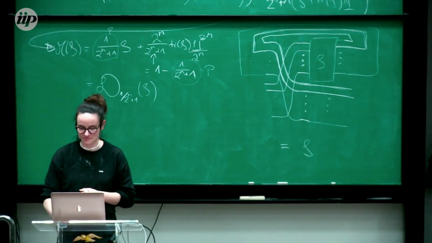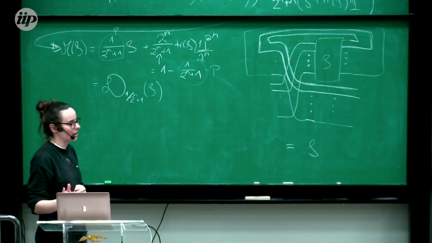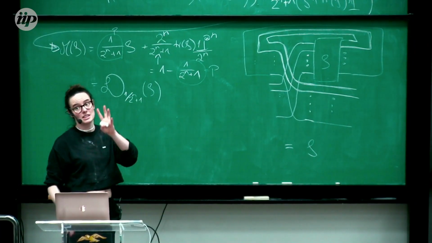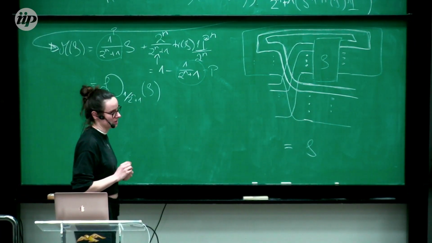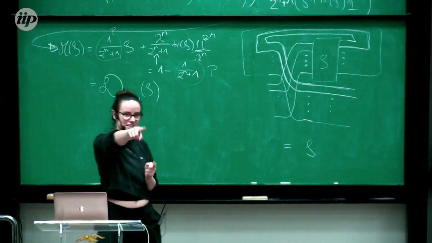So we used that our measurement channel is actually a global depolarizing channel with the strength 1 over 2 to the power of n plus 1. Very good. Any questions? Yes.